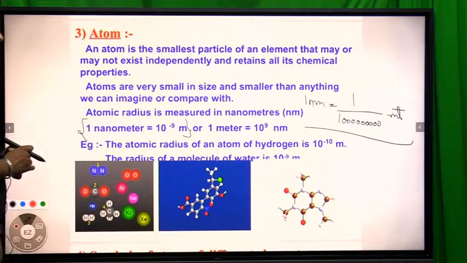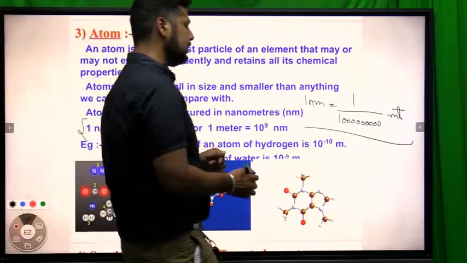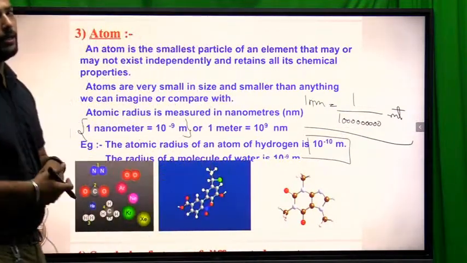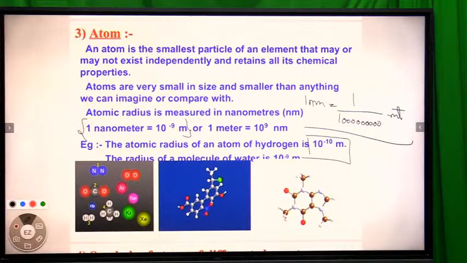The atomic radius of a hydrogen atom is 10 to the power minus 10 meter. The radius of a molecule of water is 10 to the power minus 9 meter. Now you can compare how small a hydrogen atom is.